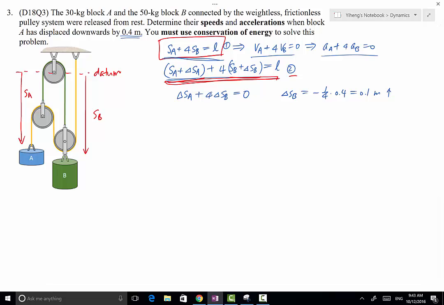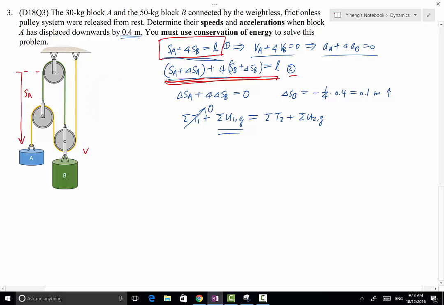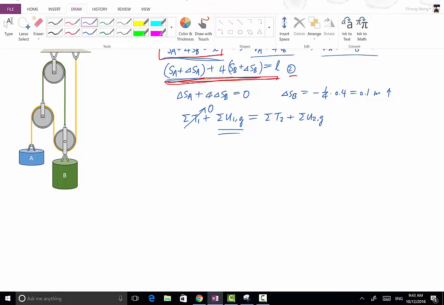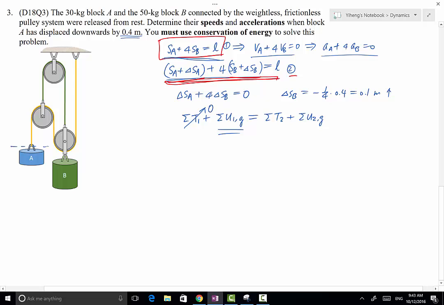So now we're ready to write our conservation of energy equation. We have total T1 plus total U1, in this case only gravitational potential energy, equals total T2 plus total U2. Initially, both of them are released from rest, so the kinetic term is 0. For the potential term, you can recognize that A and B are not at the same level, but that's okay. We can choose their respective initial positions to be datum. Therefore, we choose the initial position of A to be its own datum and the initial position of B to be its own datum. If I choose that way, for this initial state, this simply equals 0 as well.